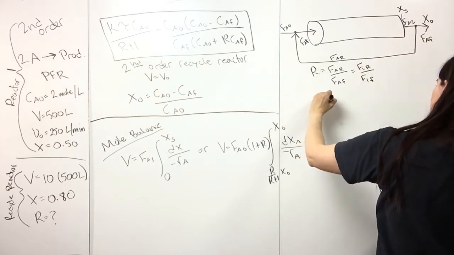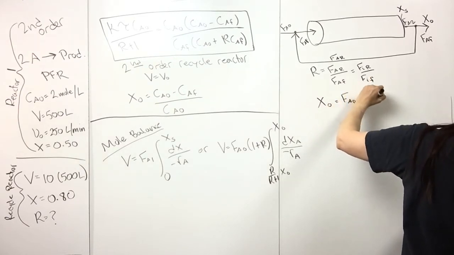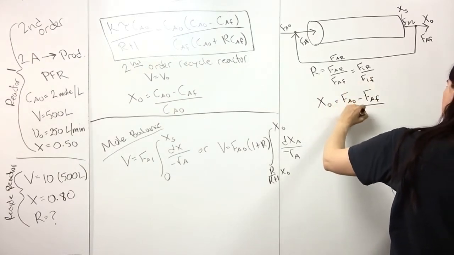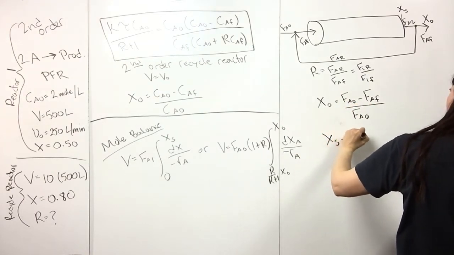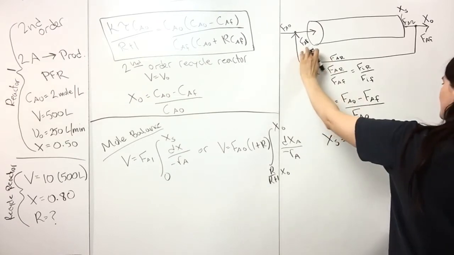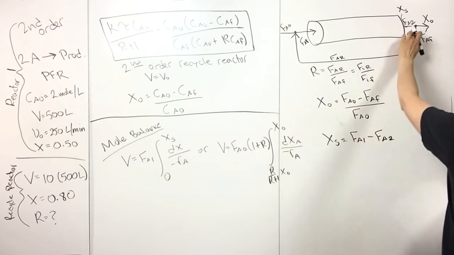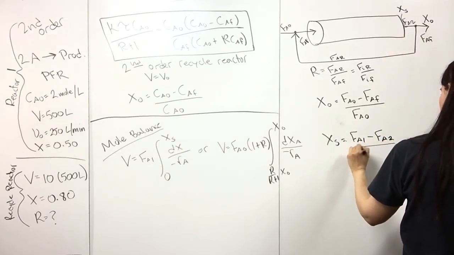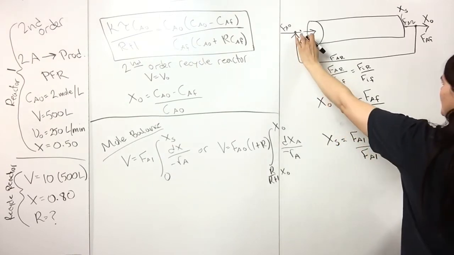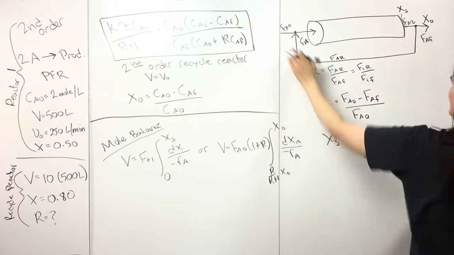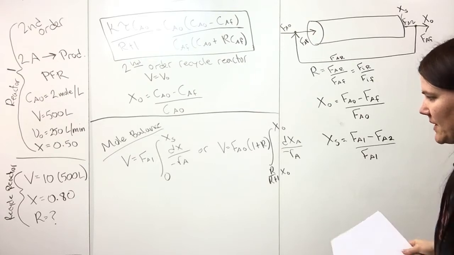So X naught is equal to FA naught minus FA final over FA naught, and XS is equal to FA1, so right here, minus FA2, so right here, divided by FA1. So for XS, we're looking from here to here, and for X naught, we're looking at the entire thing. Okay, so you have your mole balance.